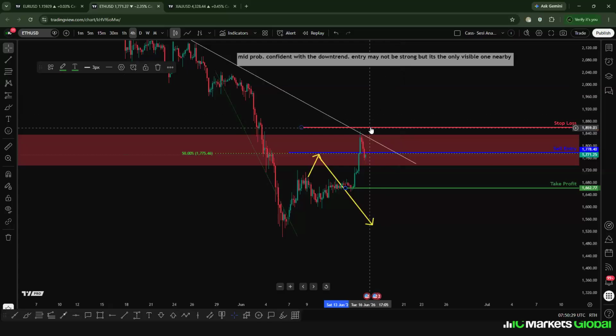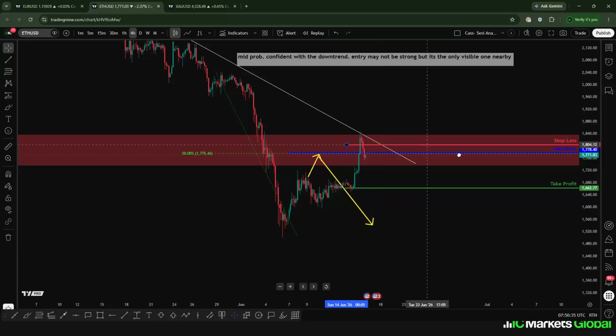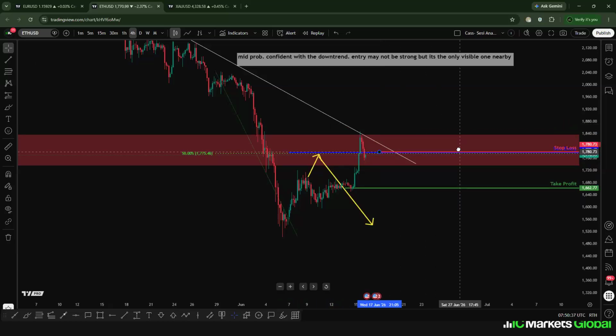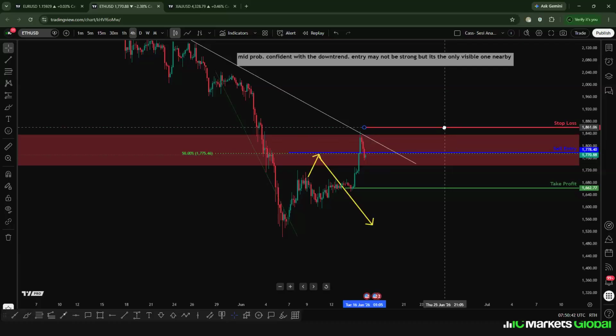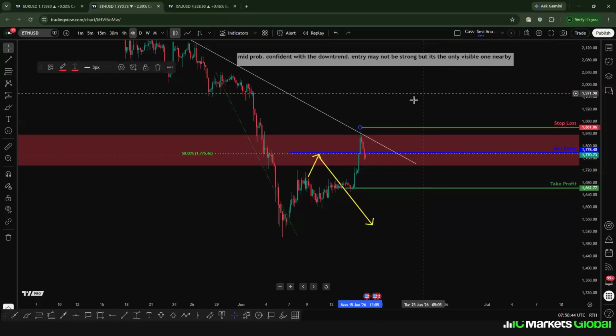Because right now I'm still at entry, I will probably wait for it to move down a little and I'll move my stop loss back to where the entry is. Okay, so that it becomes a zero risk trade for me.